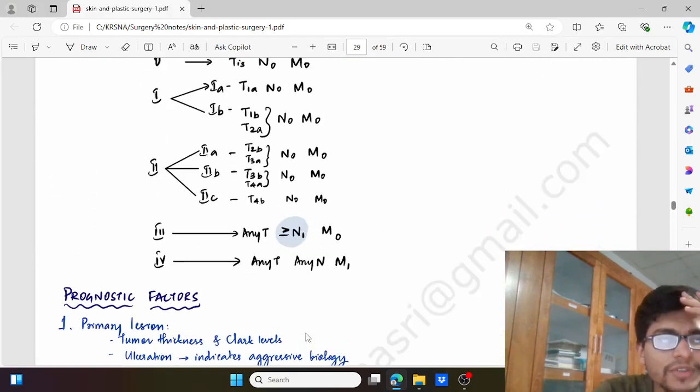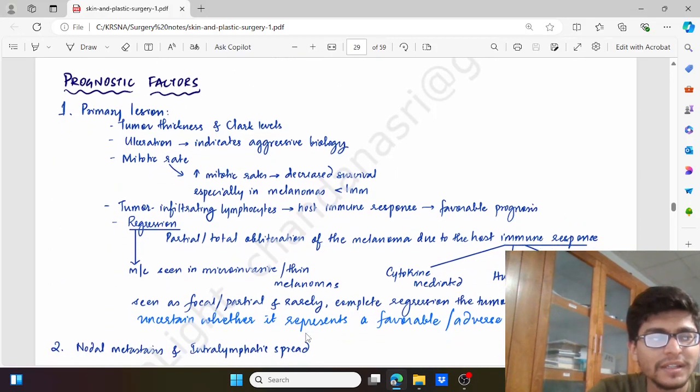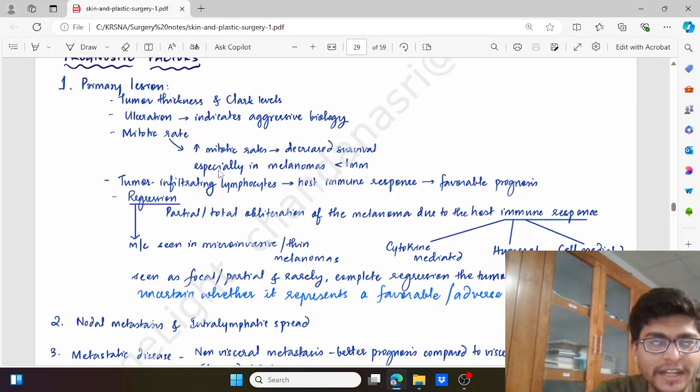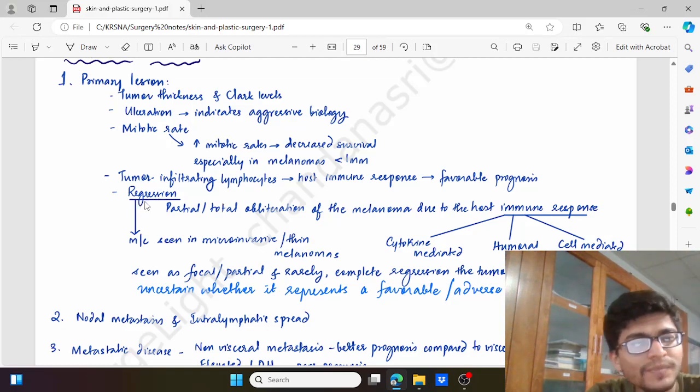So this was about stage grouping. Now we'll see the prognostic factors. So it depends on the primary lesion, that is tumor thickness and Clark level. Ulceration will have aggressive biology. Mitotic rates, increased mitosis, decreased survival, especially in melanomas less than 1 mm. Tumor infiltrating lymphocyte, that is host immune response, will have favorable prognosis. So the immunity is fighting against the tumor.